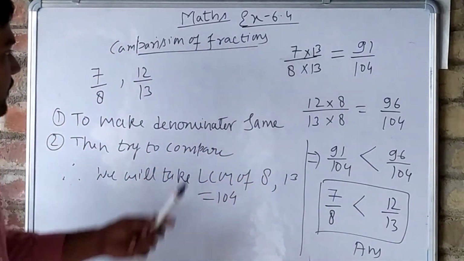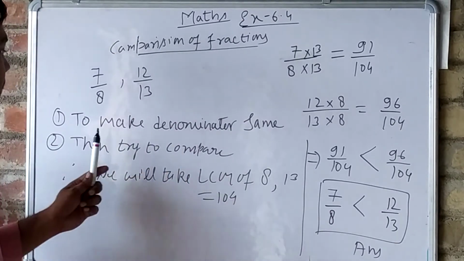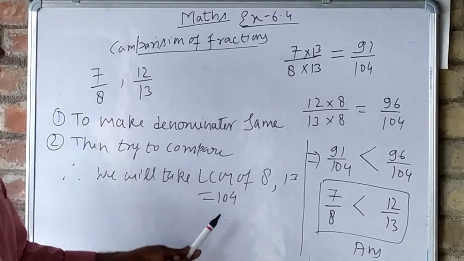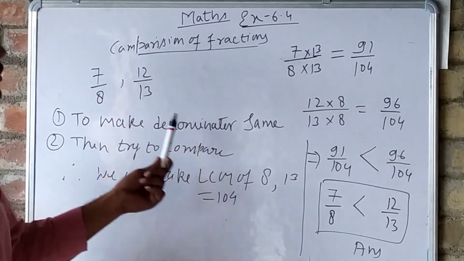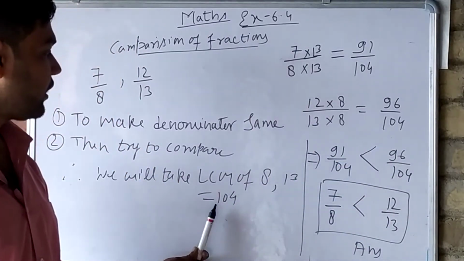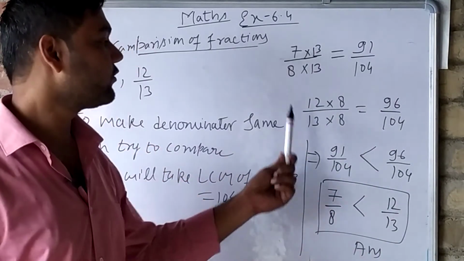Understand? इस तरीके से करेंगे. ओके. टू मेक डिनोमिनेटर सेम करने के लिए हम LCM लेंगे. LCM में जो वैल्यू आएगी हम ट्राई करेंगे कि दोनों ही फ्रैक्शन के डिनोमिनेटर में वो वैल्यू आ जाए. जो LCM में आई है, वही वैल्यू डिनोमिनेटर में दोनों ही केस में आ जाए.